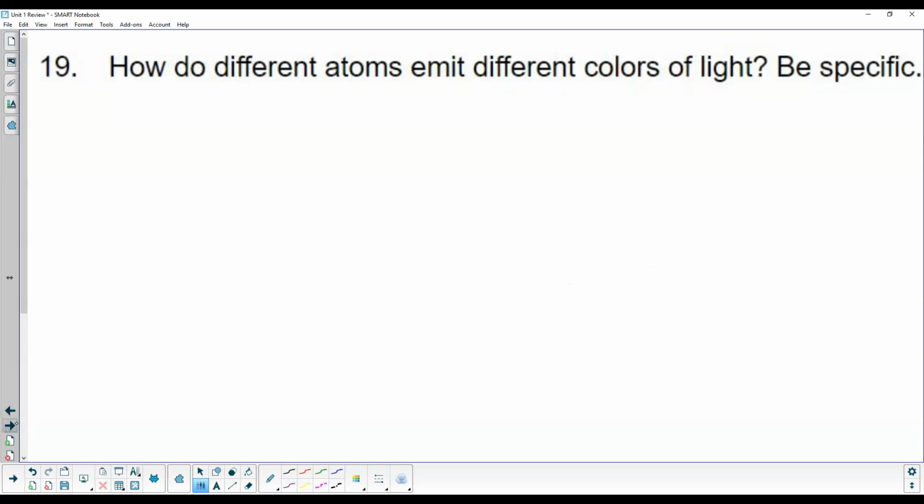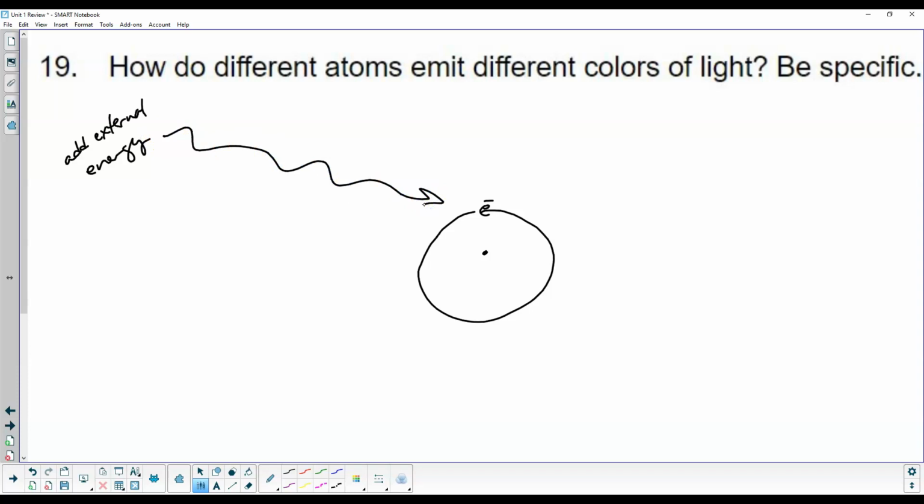Okay, how do different atoms emit different colors of light? Be specific. Probably the best way I can explain it is back from our laboratory exercise with a flame test. Let's say here I have an electron that is just sitting there happily floating around the nucleus of an atom. What's going to happen is that we're going to energize it, so we're going to add external energy to it. We're going to strike this atom with some external energy. This could be heat, which is what we used. You can use light. You can use high voltage electricity.